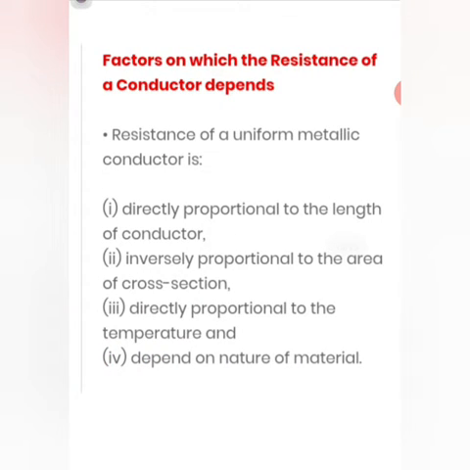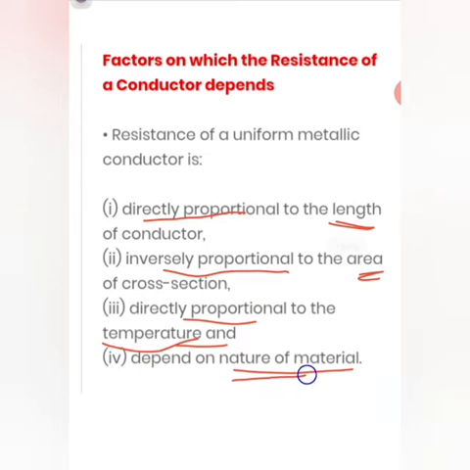Next are the factors on which resistance depends. Resistance depends on the length, area, temperature and nature of the conductor. How is it dependent on length? It is directly proportional to length. How is it dependent on area? It is inversely proportional to area, and directly proportional to temperature, and depends on the nature of the material, whether it is solid, liquid or whatever type.